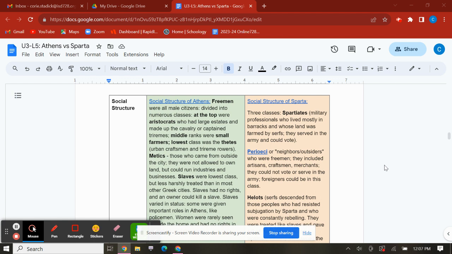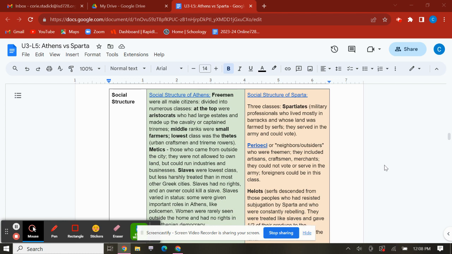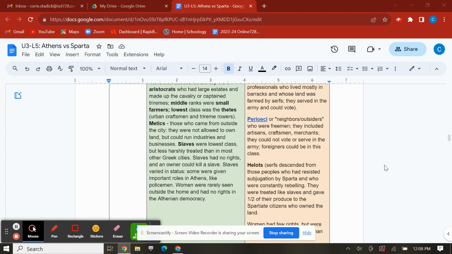Social structure. Social structure of Athens. Freemen were all male citizens divided into numerous classes. At the top were aristocrats who had large estates and made up the cavalry and captained triremes. Middle ranks were small farmers. Lowest class was the thetes, urban craftsmen and trireme rowers. Metics, those who came from outside the city. They were not allowed to own land, but could run industries and businesses.